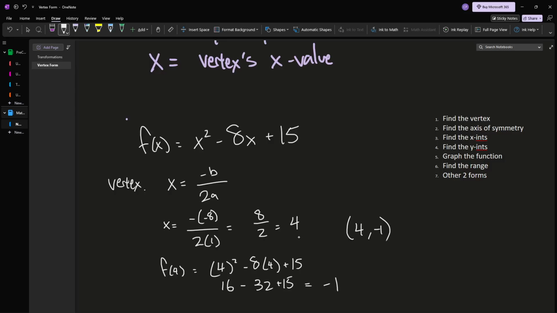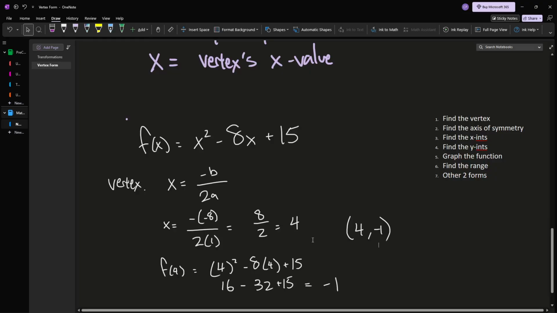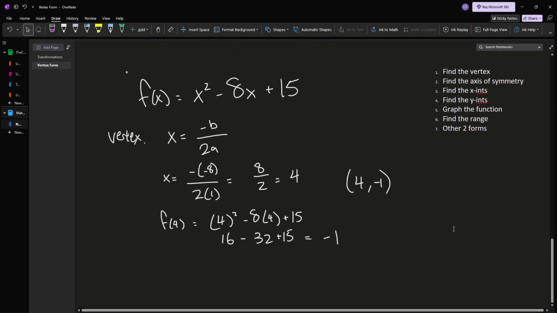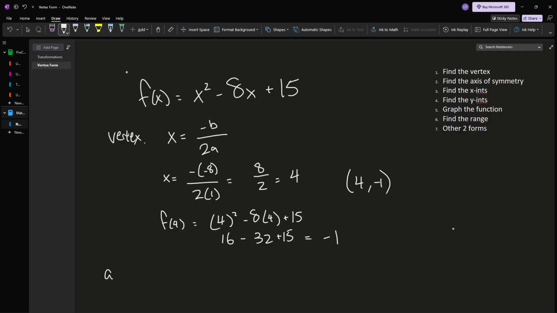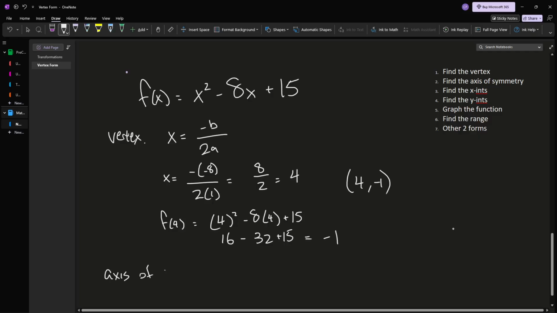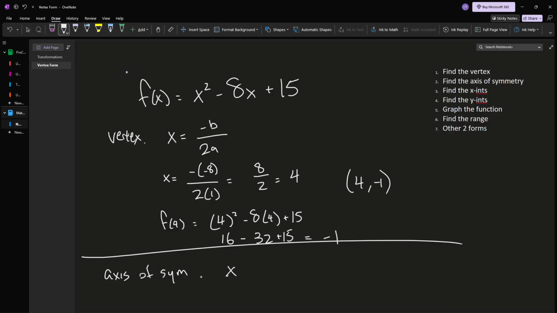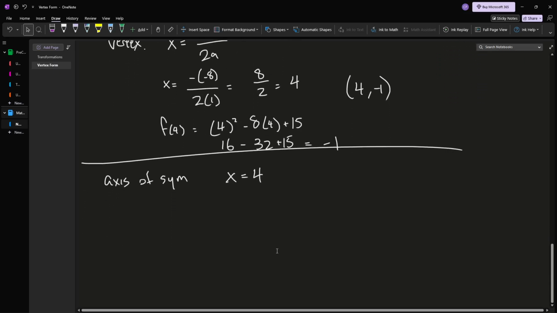I'm going to pause and let you try to work through the next step with a little pointer. So now we want to find the axis of symmetry. Look back at our notes and see how we can find the axis of symmetry. So the axis of symmetry is from our vertex. We just find the x value of the vertex, which is 4. So that is my axis of symmetry at x equals 4.